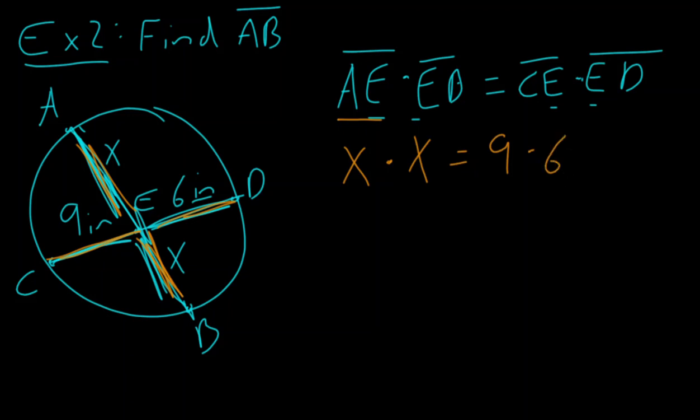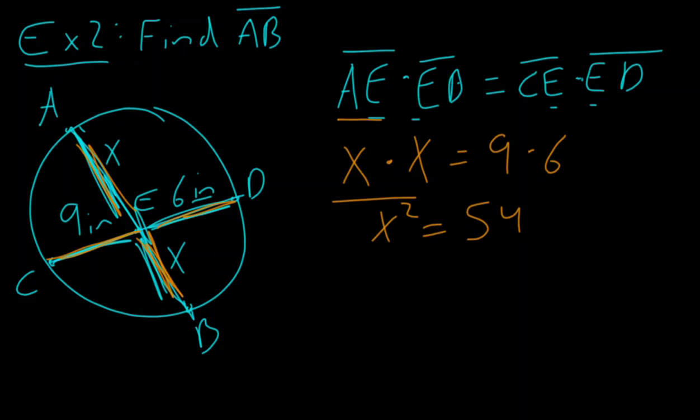Now, I would go ahead and encourage you to pause the video, try out the algebra on your own, and see if you can get this right without my help. And here we go. So we have x times x. Let's see, what is x times x? Well, that would actually give us x squared equals, we have 9 times 6, which is going to be 54. And now we have x squared equals 54.